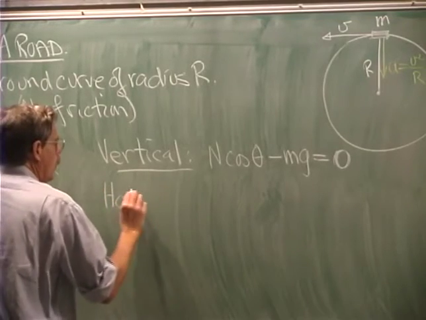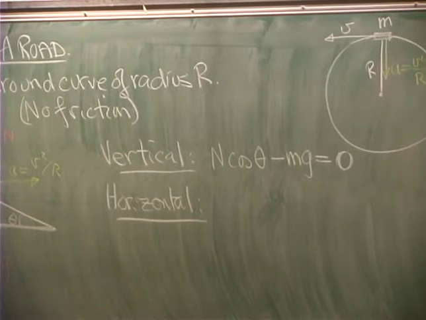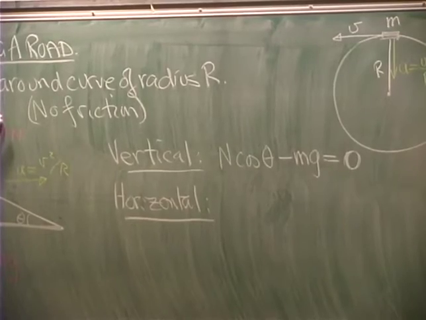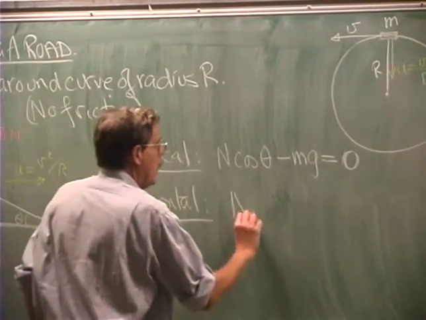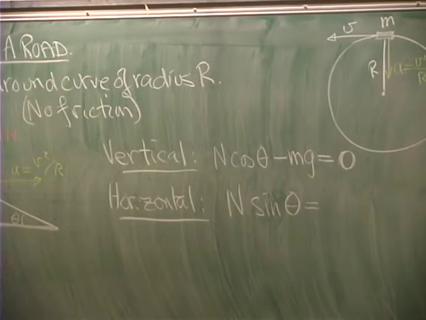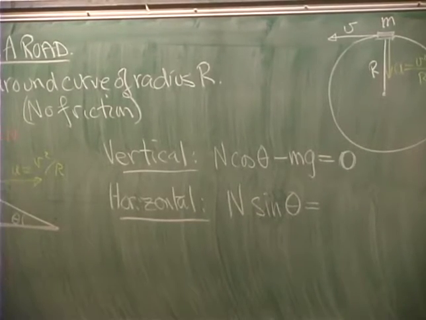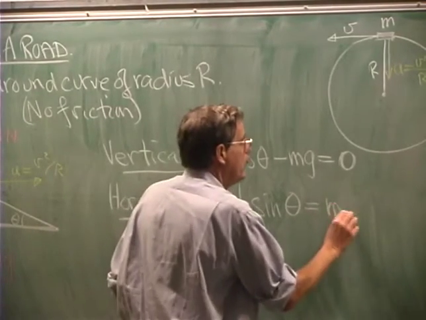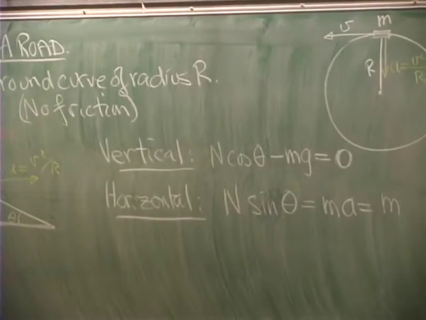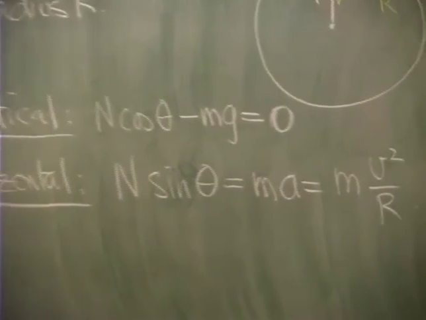Horizontal. Okay, in the horizontal direction, I see no component of mg. I do see a horizontal component of N, that is N sine theta. And that must be what's providing the centripetal acceleration. That force to the right is equal to m times a, where a is the acceleration in the horizontal direction, mv squared over r. See how it goes?